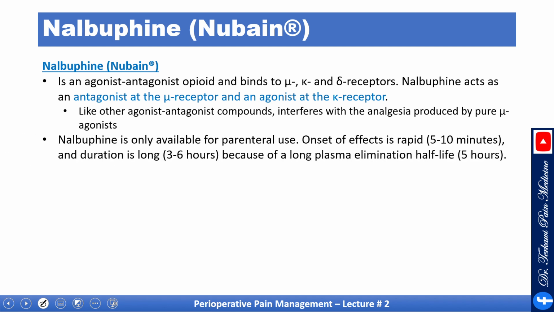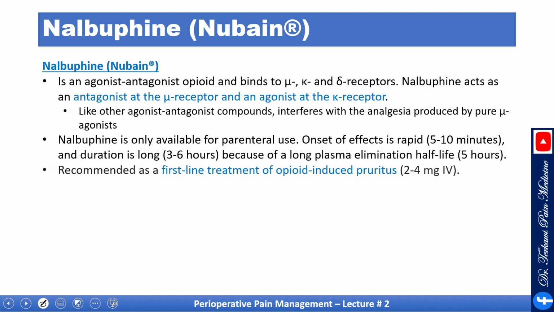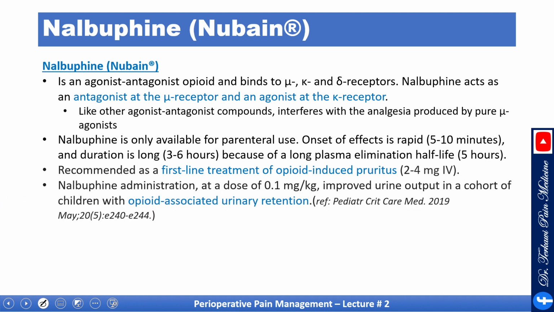Nalbuphine is only available for parenteral use, and the onset is fast, about 5 to 10 minutes, duration about 3 to 6 hours, and elimination half-life is 5 hours. It is recommended as first-line treatment for opioid-induced pruritus, 2 to 4 milligrams IV. Nalbuphine administration at a dose of 0.1 milligram per kilogram has been found to improve urine output in a cohort of children with opioid-associated urinary retention. So it's a potential use there.